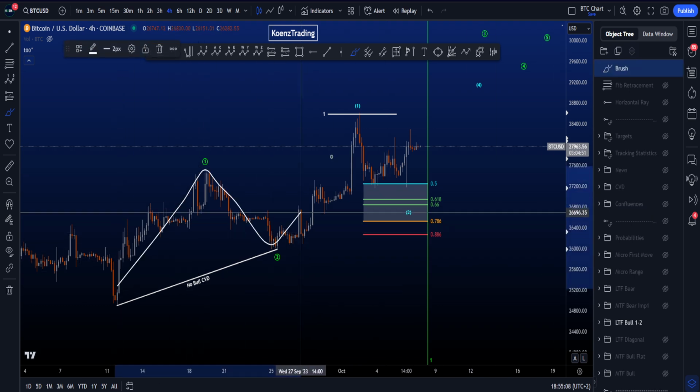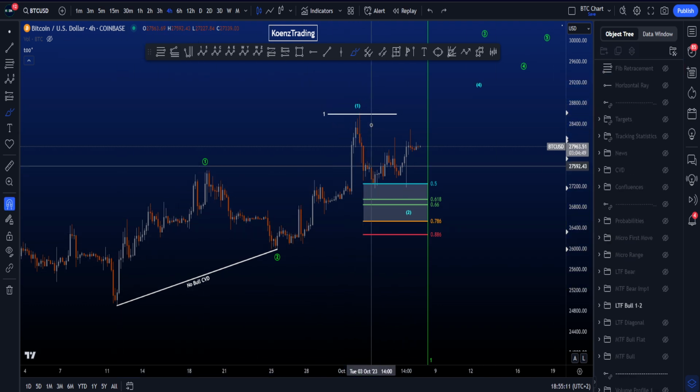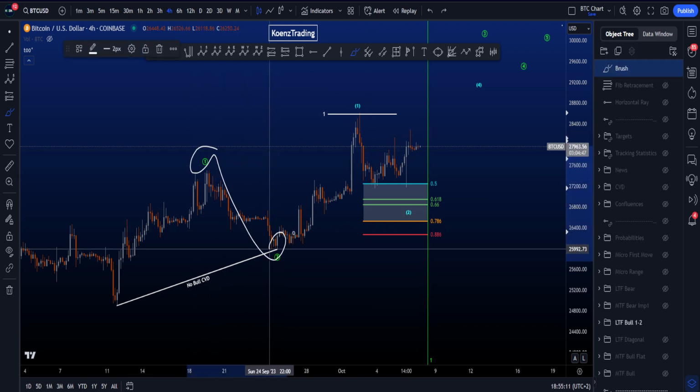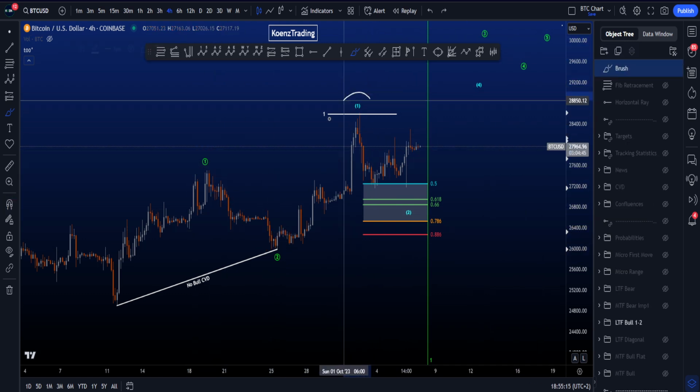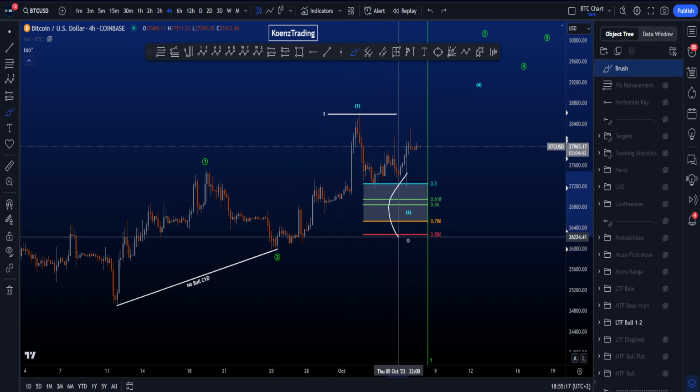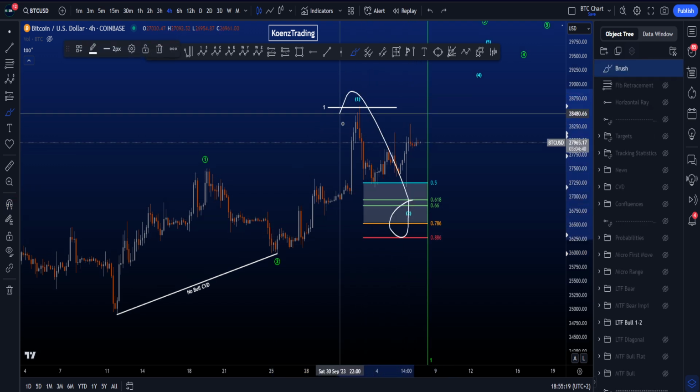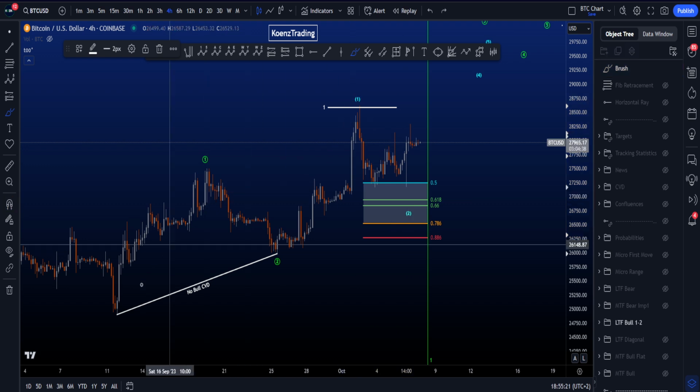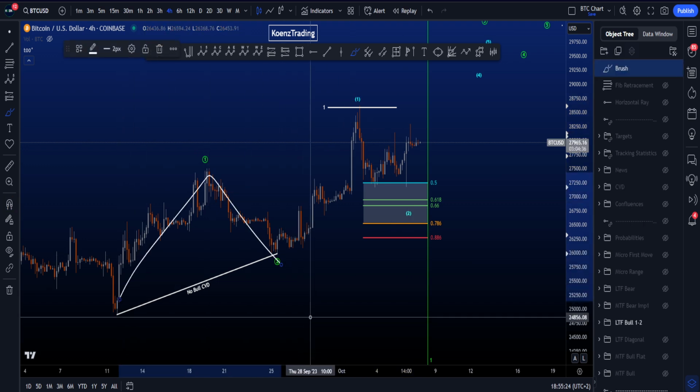In a double 1-2, 1-2, 1-2, the second wave 1 is a lower degree wave 1. The green count is a higher degree count. But in a lower degree wave 1 and a lower degree wave 2, you want these waves to be shorter in price and time than the higher degree wave 1 and wave 2.